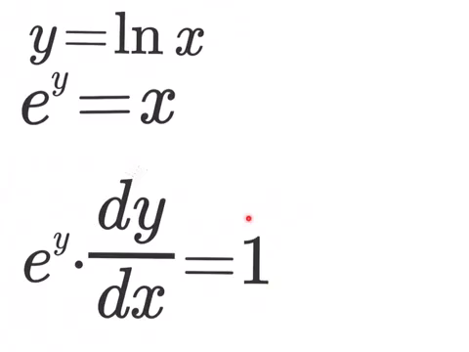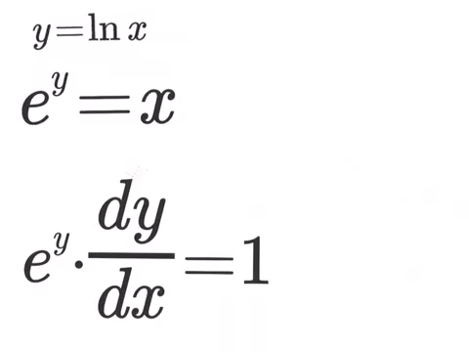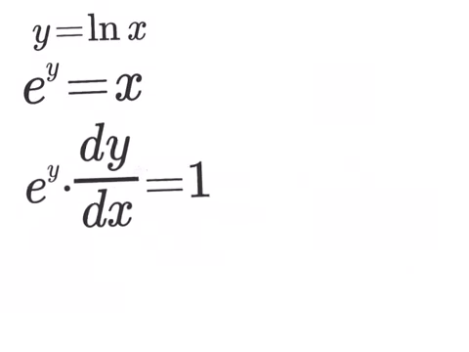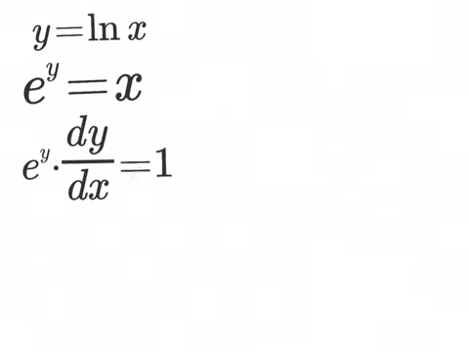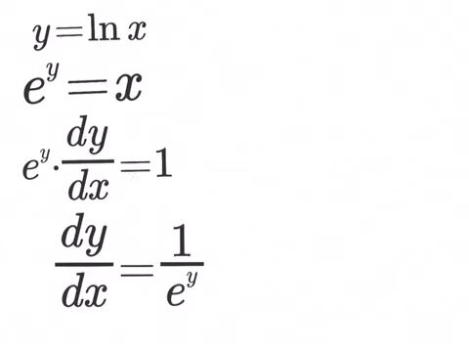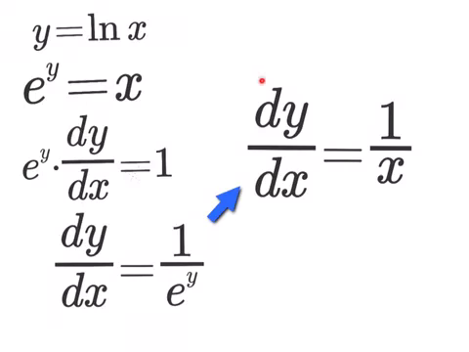And if we solve for dy dx, we get that dy dx is equal to 1 over e to the y. But what is e to the y? Well, if we look up a little further up the page, we see that e to the y is equal to x. And therefore, dy dx is equal to 1 over x, which means the derivative of y equals the natural log of x is equal to dy dx equals 1 over x.